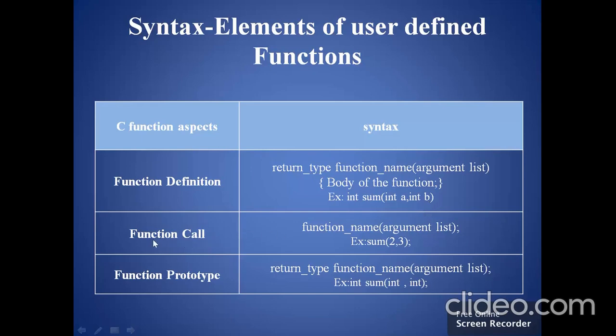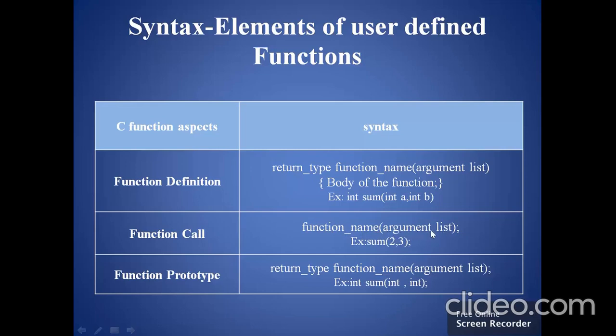Then we move to the second element of the function, that is function call. The syntax of the function call is function name, then inside the bracket, we will have an argument list. Then after that, we will put a semicolon. So here, at the function name place, we will write the name of the function. Then inside the bracket, we will have the argument list.